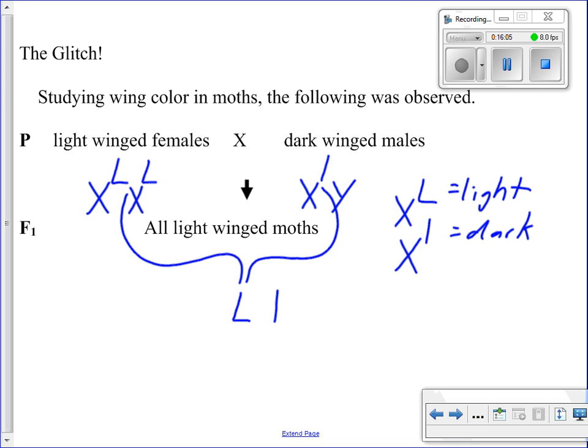So in the F1 generation, the females would have this genotype, heterozygous. The males, however, are going to end up with X with big L because the X chromosome in the males always comes from the mother, and the mother only has X big L. The Y chromosome comes from the father, and that's why we see that in the F1 generation, all of the offspring for this cross will in fact have the light wing color.